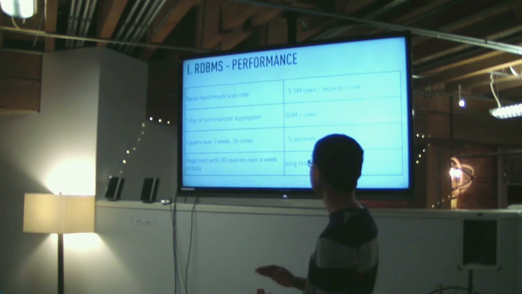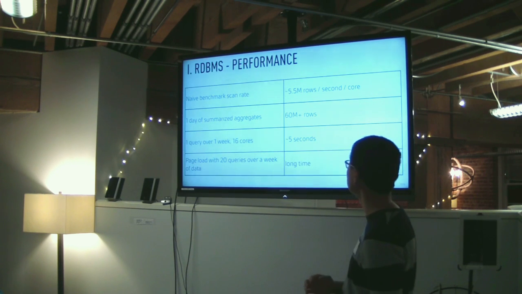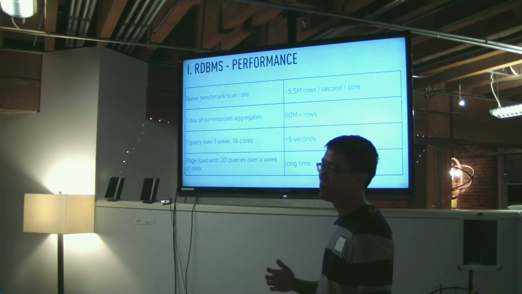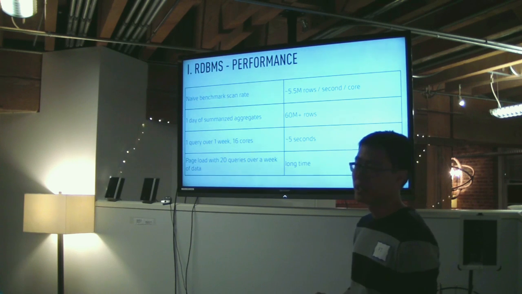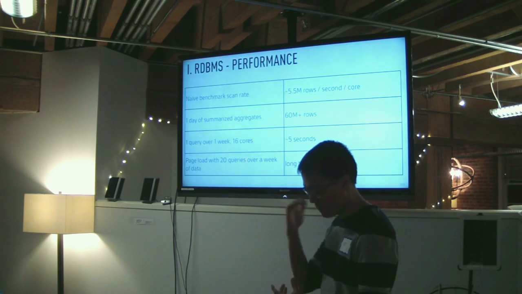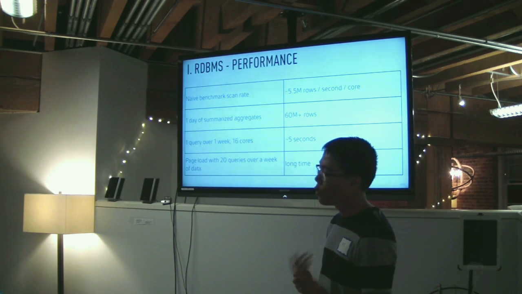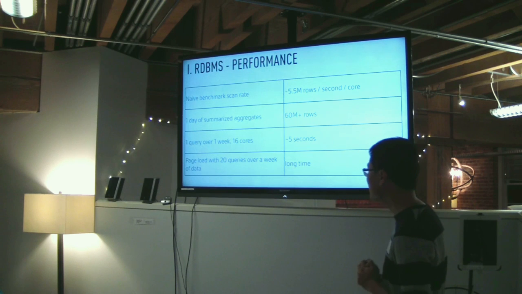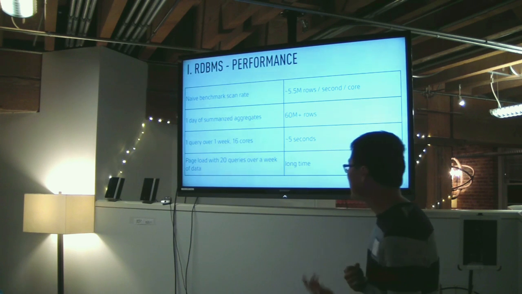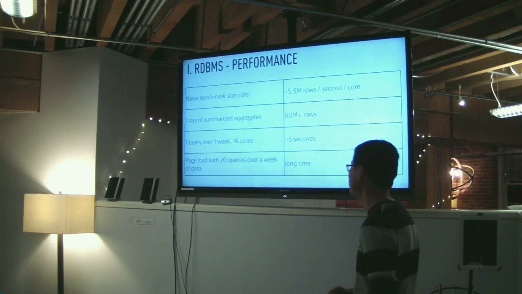So some benchmarks. We benchmarked the scan rate of the Postgres system that we were using at about 5.5 million rows per second per core. And what this meant was a query over 1 week worth of data, which wasn't a lot of data, on a 16-core machine took about 5 seconds. Now, on a dashboard like the one I just demoed before, every time you click on that dashboard, every time you load that dashboard, it generates about 20 to 40 concurrent queries. And when you issue those queries on a system like Postgres, the page load took an order of minutes, and that was just too slow for an interactive experience.